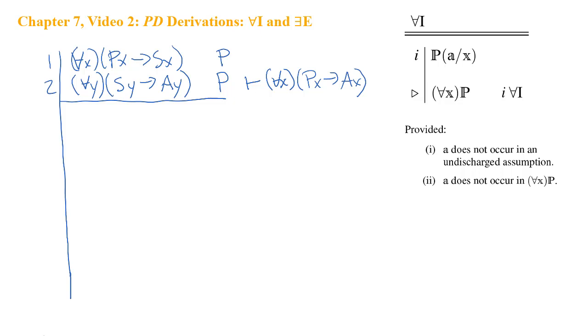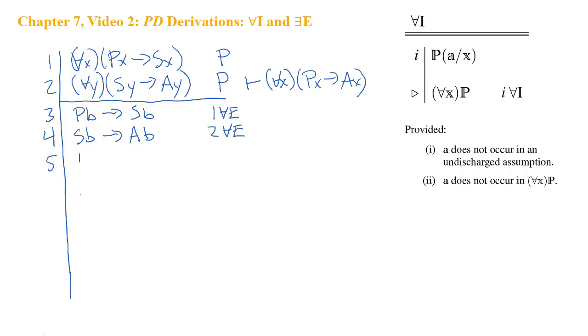Now if we follow the exact pattern we used earlier, we got lines 3 and 4 by putting the name Bill in. So we would get lowercase p b, the constant for Bill, let's say, Pb arrow Sb from 1 universal elimination, and then Sb arrow Ab from 2 universal elimination. Now some of you may realize that at this point, if we wanted to, we could do a hypothetical syllogism. Since the consequent here matches the antecedent there, we could go directly to Pb then Ab if we wanted to. I'm going to take the long route through the arrow introduction subderivation just for the purposes of illustration.